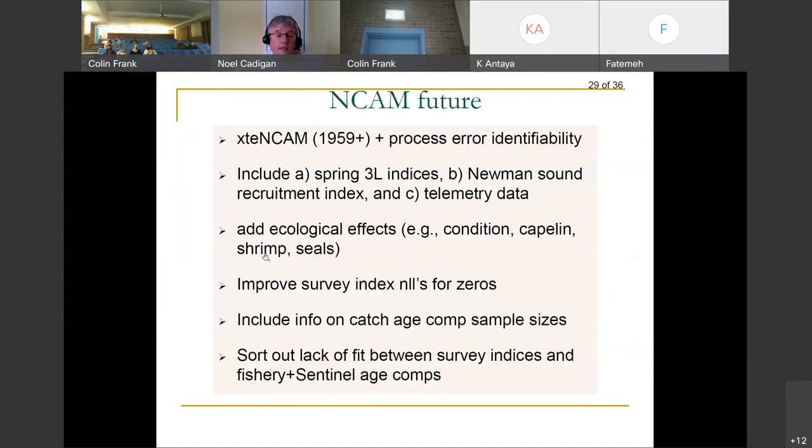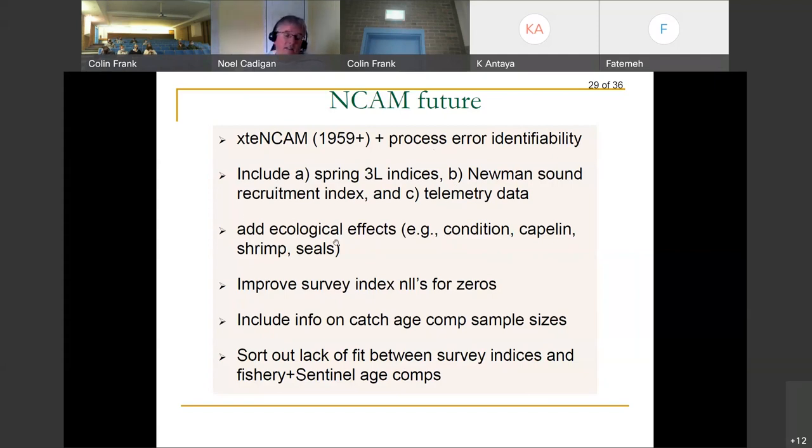So the NCAM future, already in the works, is something DFO calls ExtendCAM. They've extended it back in time to include landings information back to 1959, but there are some concerns about how to model process errors prior to the start of surveys. There's more data out there: the spring 3L survey indices they'd like to include, a Newman Sound Recruitment Index, and I've already mentioned all this telemetry data. They want to add ecological effects.